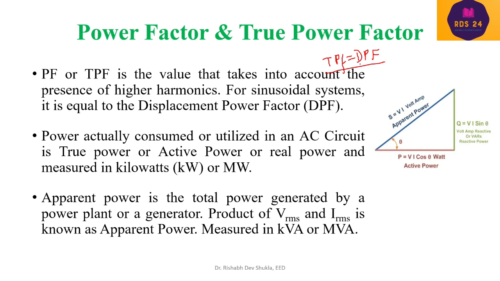Apparent power is the total power which is generated by the power plant or a generator or supplied by a utility. It is nothing but the product of Vrms into Irms. It is measured in kVA or MVA.